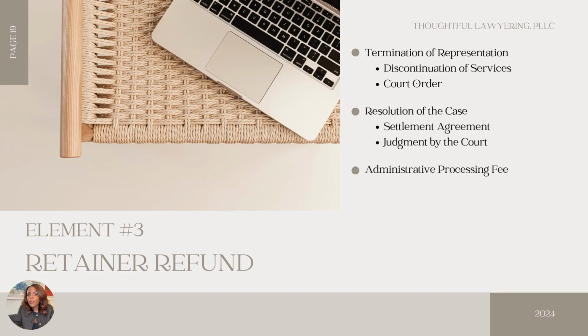Make sure the administrative processing fee is used for transferring your case to your new lawyer or sending you your case file. You shouldn't pay for this twice. When you see your itemized bill, check if there are charges for both transferring your case and an administrative processing fee. If so, question it. You might not need to pay both. The administrative processing fee should cover the costs of transferring your case to your new lawyer or sending your case file.